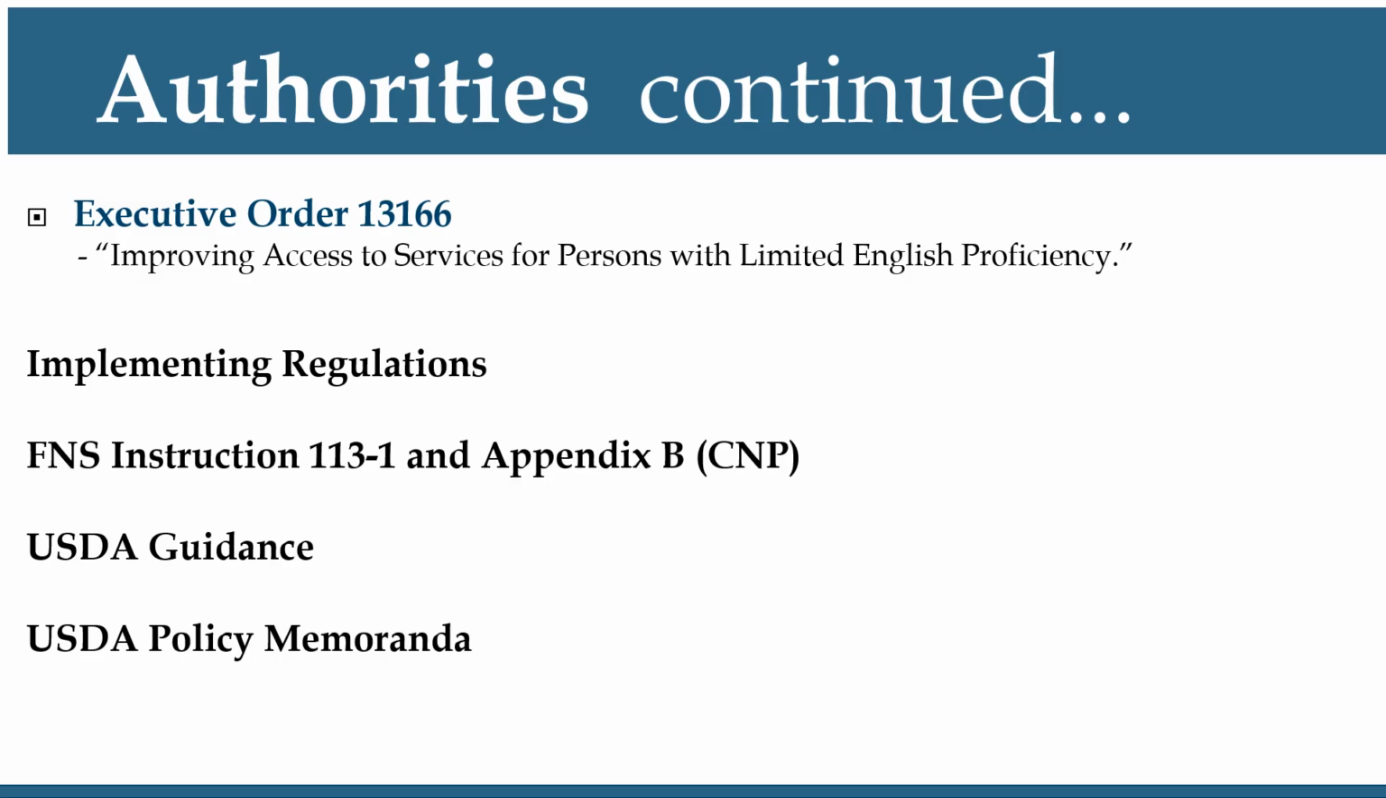There are numerous implementing regulations that govern our work. Most of them are in 7 CFR, which is the USDA part of the Code of Federal Regulations. FNS Instruction 113-1, particularly Appendix B, deals with civil rights legislation. There are numerous USDA guidance and policy memoranda that have influenced what we do and given us more rules to follow, and we try to keep you updated on these as they come out.